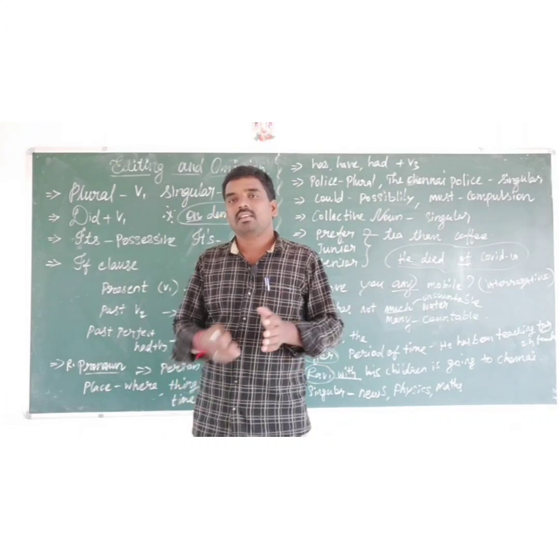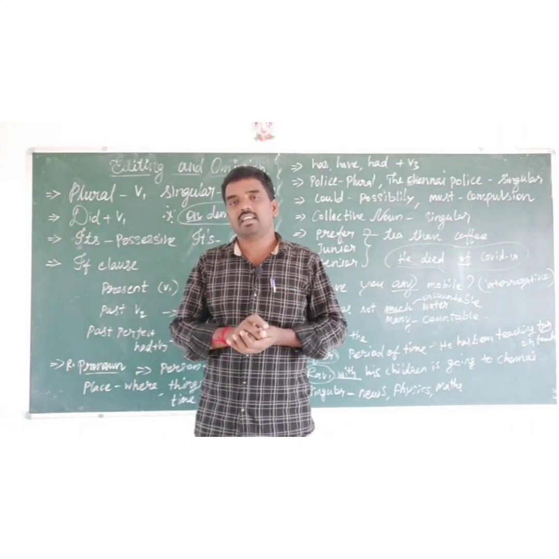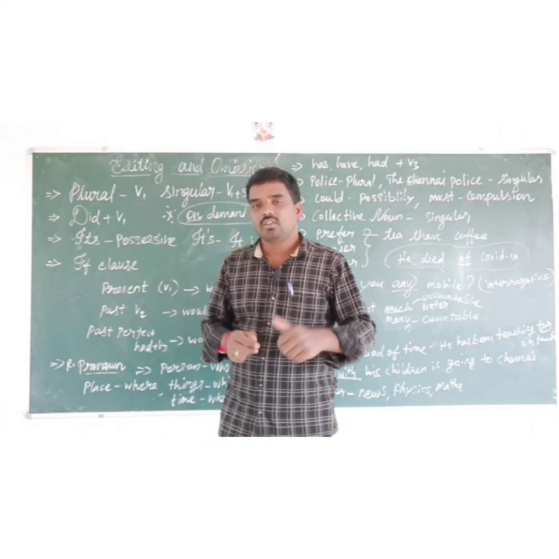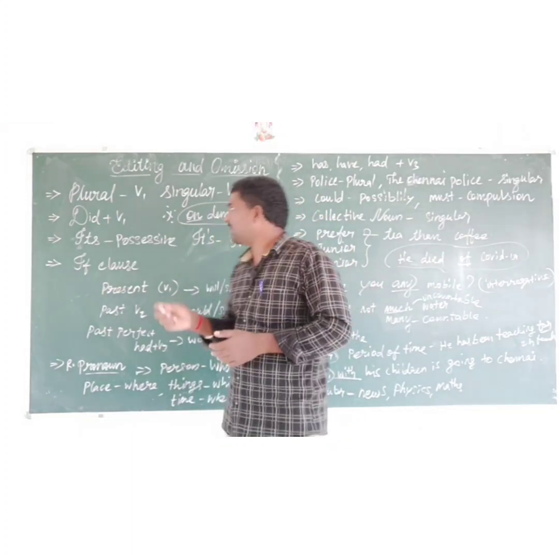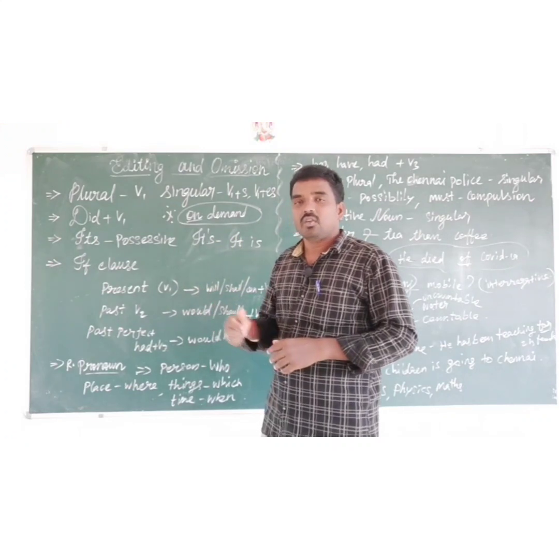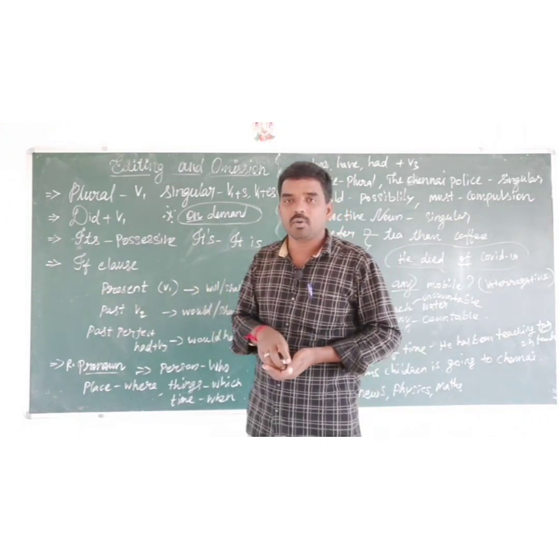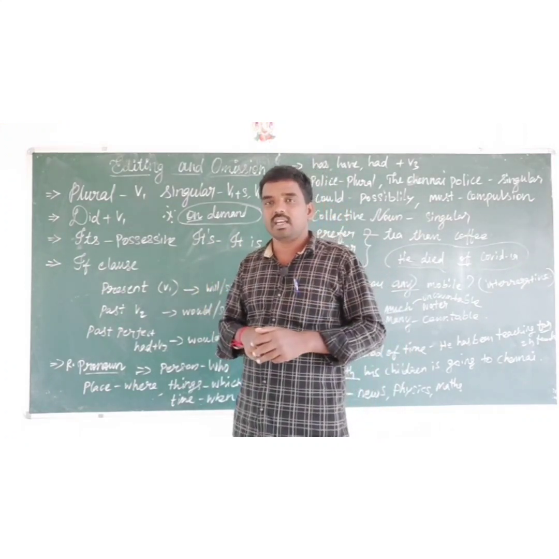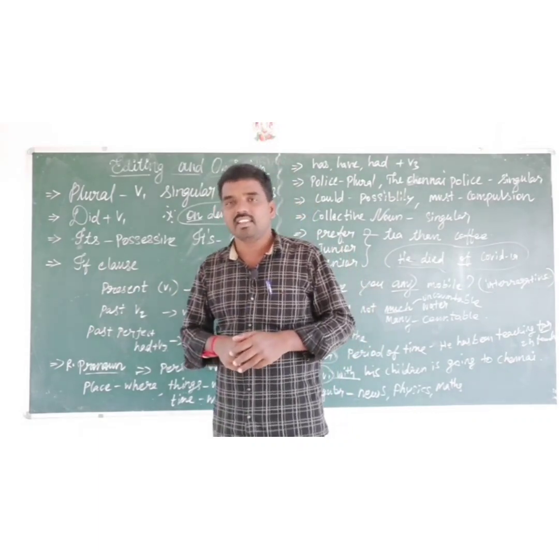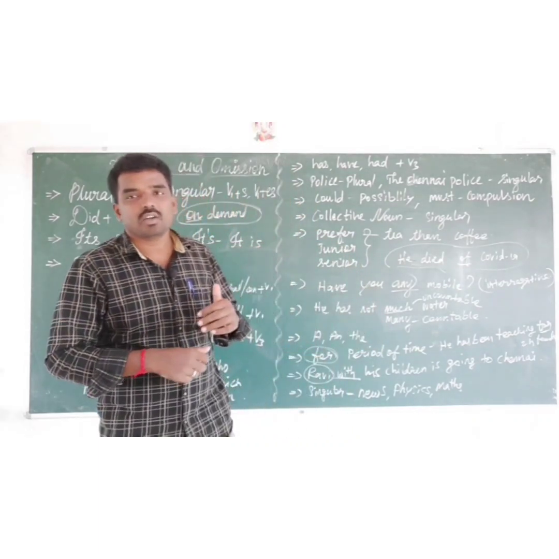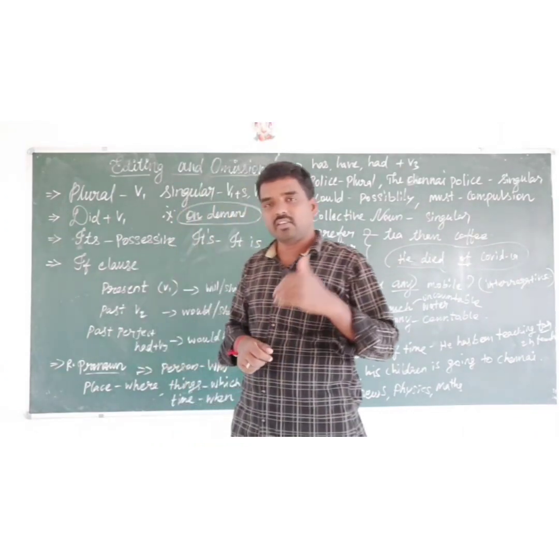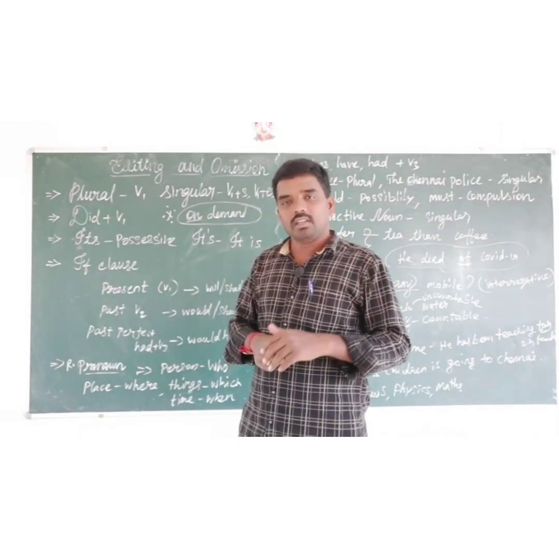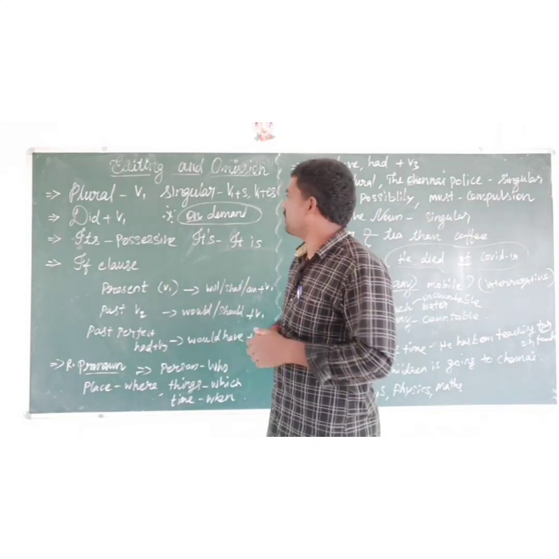Maximum 50% of the tricks I have given in the last class. Today we are going to learn the balance 50% of the grammar, editing and omission. You can follow this trick, it will help you with a minimum of 70% of the answer. This is the easiest one. Definitely we can get good marks in editing and omission. Out of 8, definitely we can get 8 out of 8.